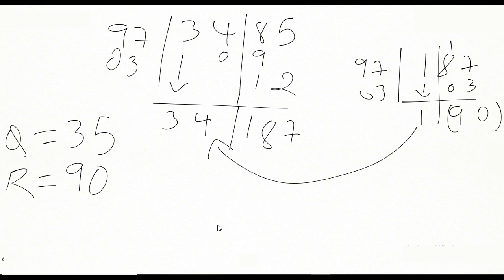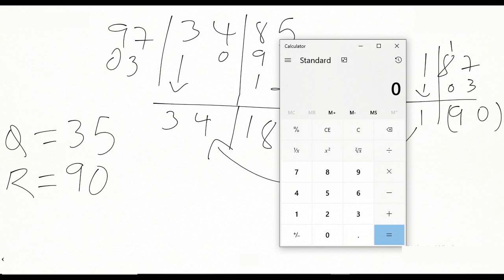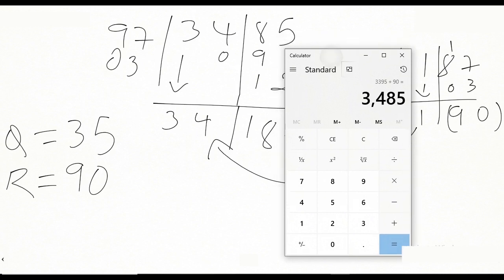So let's check this out. 97 into 35, we get 3395 plus 90. We get 3485. That is our dividend.